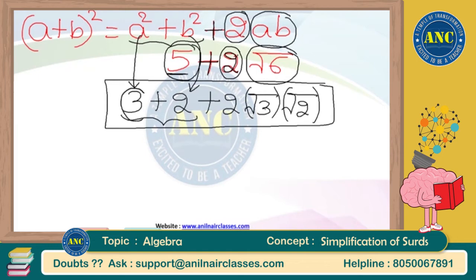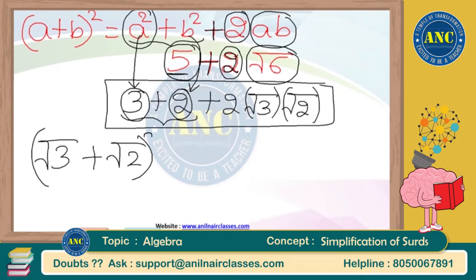A value is 3, b value is 2. I am sorry, a value is not 3, a square value is 3. So a value is root 3, b value is root 2. So it is root 3 plus root 2 whole square. That means 5 plus 2 root 6 is root 3 plus root 2 whole square.